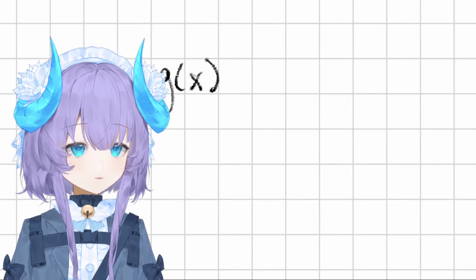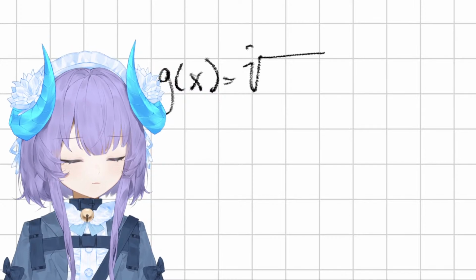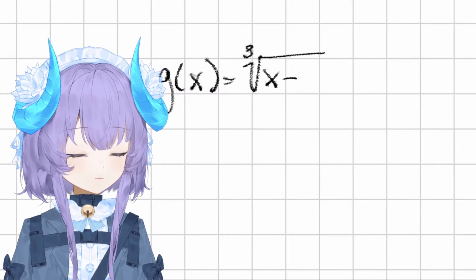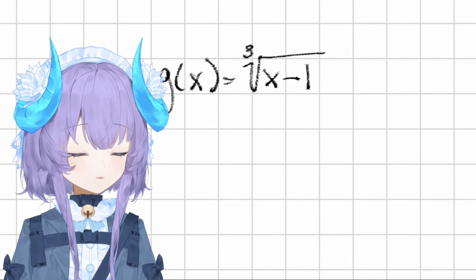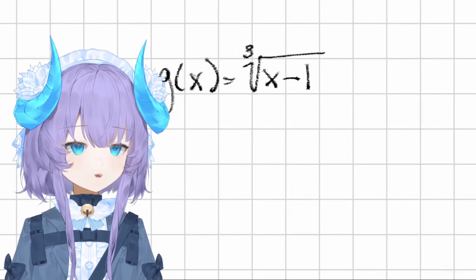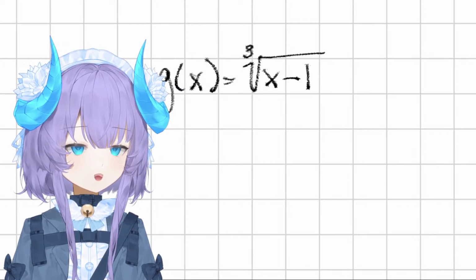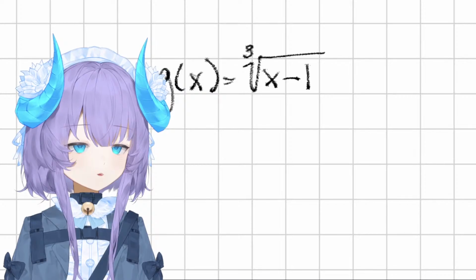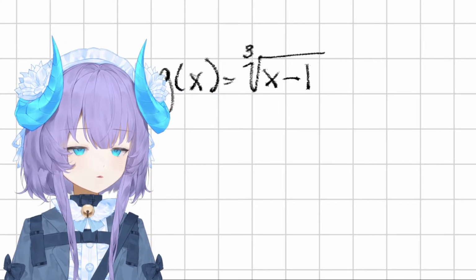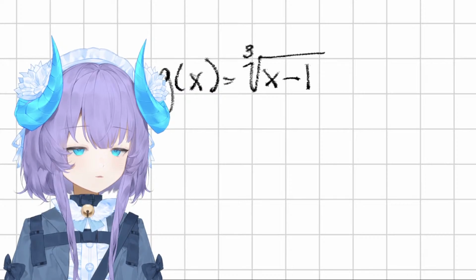Okay, so we got g of x equals 3x minus y, and it's in the thing. The domain function of negative infinity to infinity.